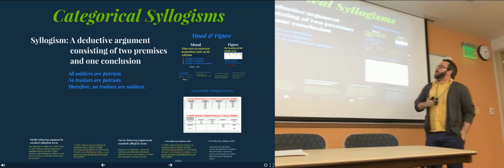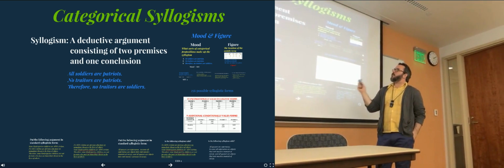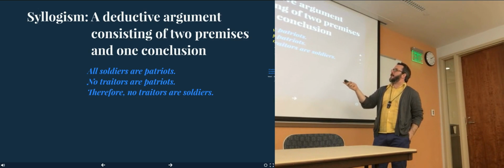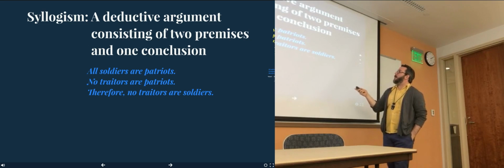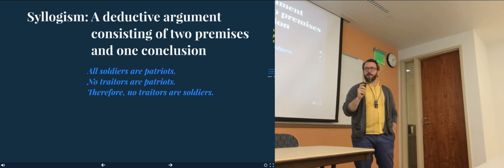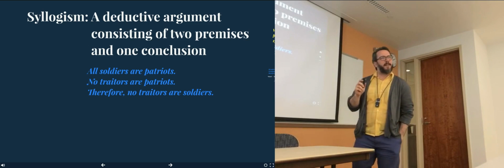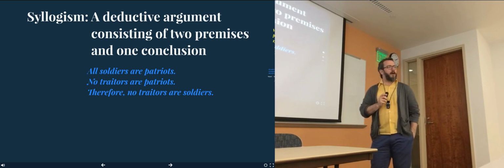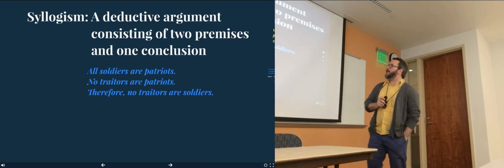So, a deductive argument consisting of two premises and exactly one conclusion. Like, for example, let's back that up just a little bit. All soldiers are patriots. No traitors are patriots. Therefore, no traitors are soldiers. What do you think? On first glance, does that look like a valid argument? Could you figure this out just by thinking about it? It is set up a little bit funny.